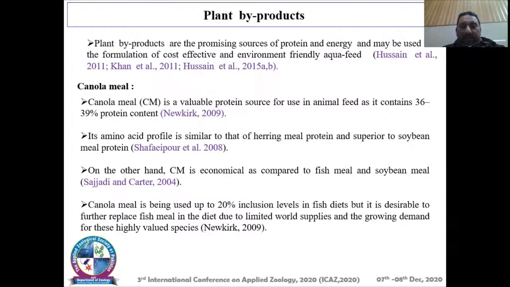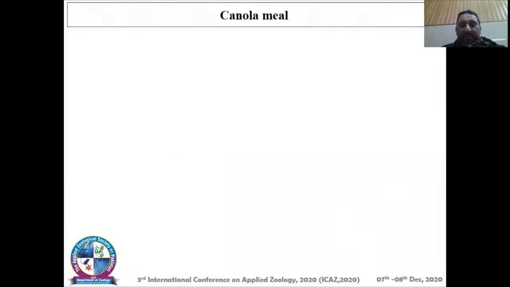Canola meal is being used up to 20% inclusion level of fish diet, but it is desirable to further replace fish meal in the diet due to the limiting world supply and growth demand for these highly valued species. This is a view of canola meal.